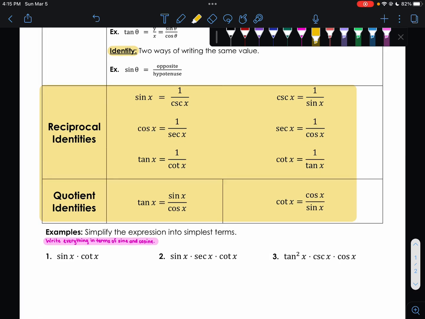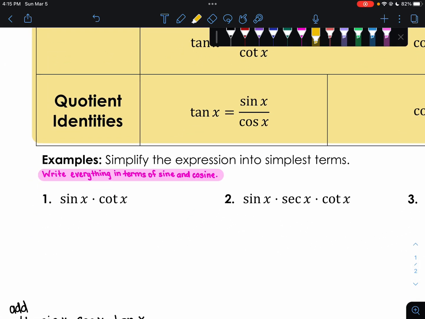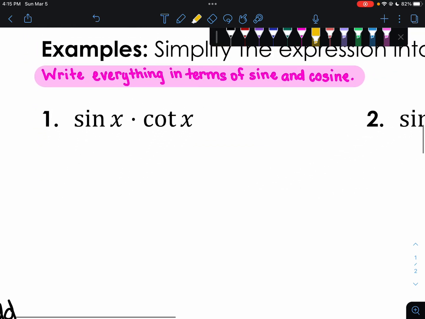Okay, so what we want to do in our examples is to simplify the expressions into simplest form. Our first thing is to always write everything in terms of sine and cosine. Only sine and cosine, and then when we get to our final simplification, we can rewrite it as necessary.